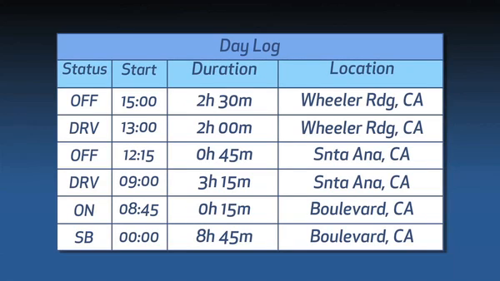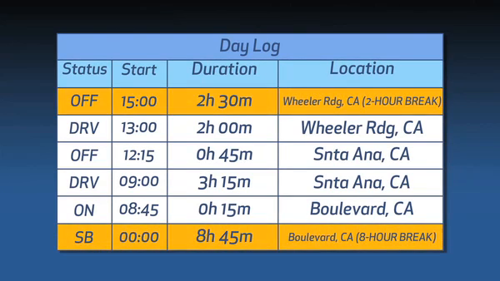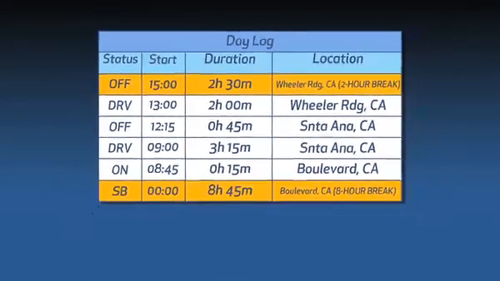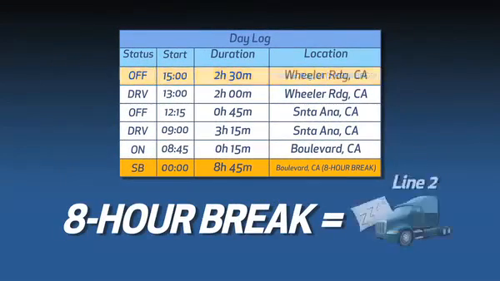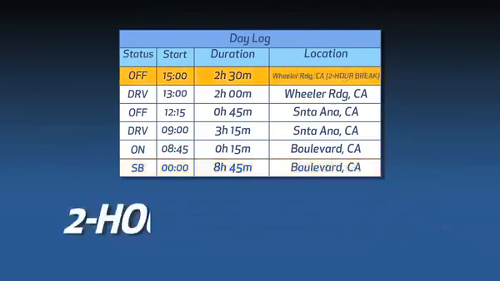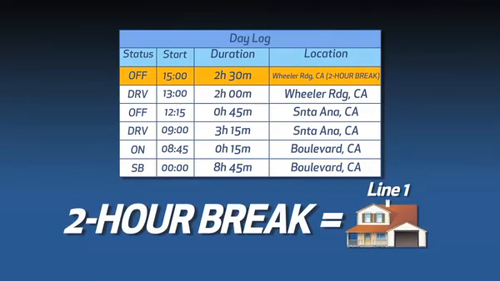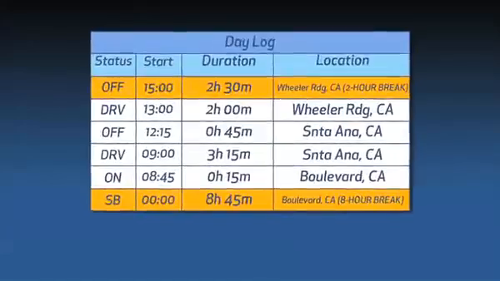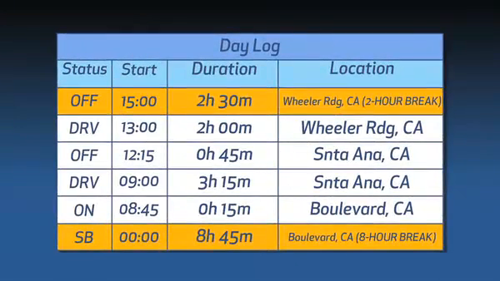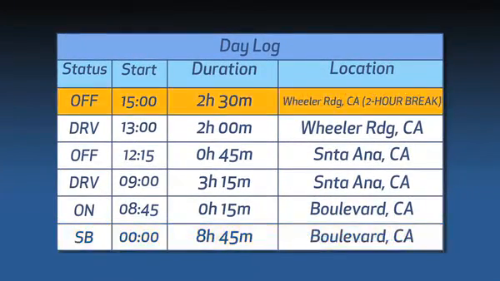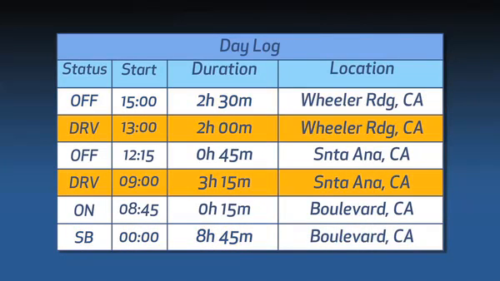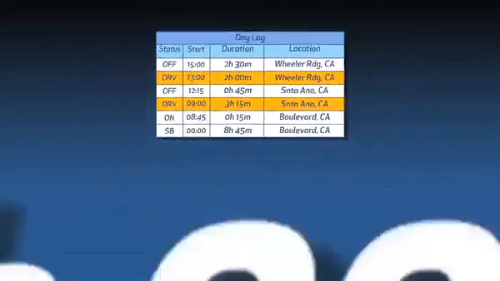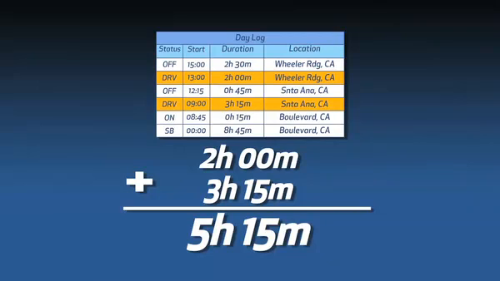The next step is to identify the 2 breaks that make up the split break. In this example, you'll find the 8-hour break on line 2 first, followed by the 2-hour break on line 1. When determining how much time you have remaining on your 11-hour clock, it doesn't matter which break, the 8-hour or the 2-hour, comes first. Now add together all of the drive or line 3 time between the 2 breaks. In this example, there was 5 hours and 15 minutes of line 3 time between the 2 breaks.